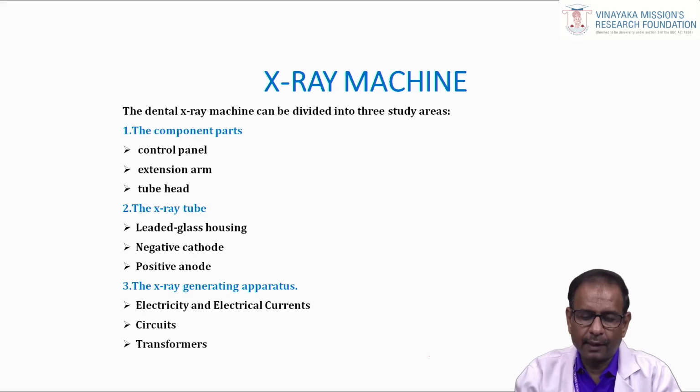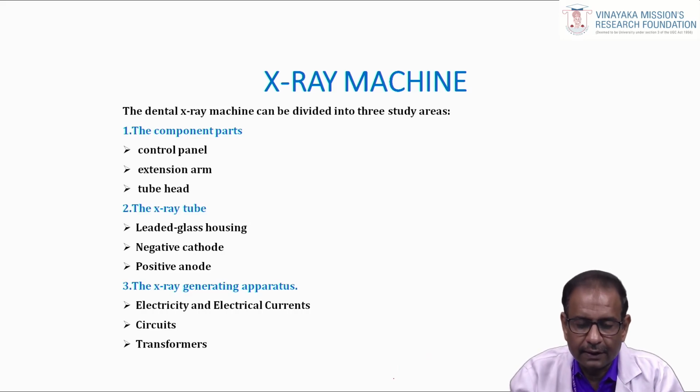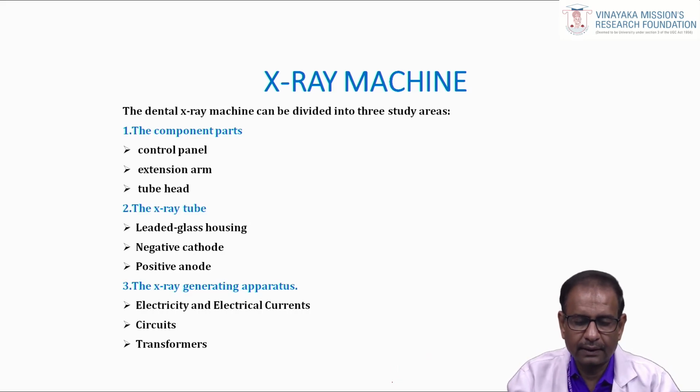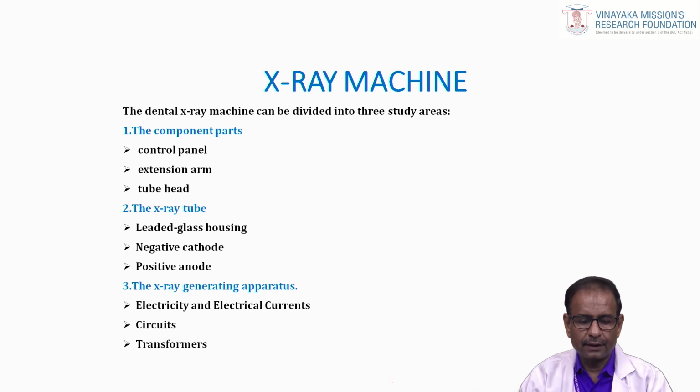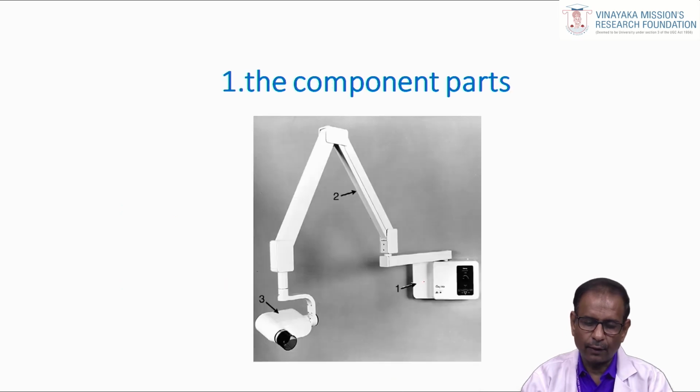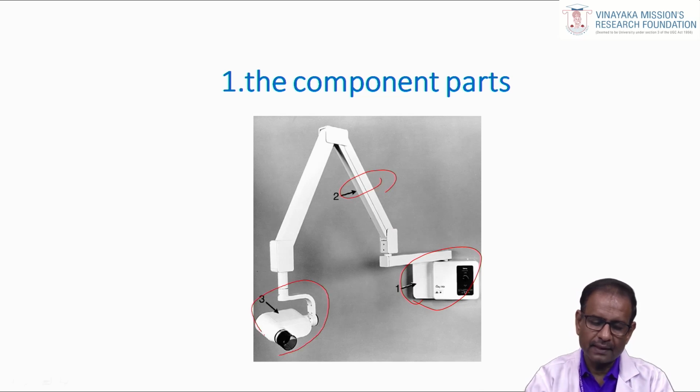Next, there is the X-ray machine, the parts of the dental X-ray machine. The dental X-ray machine can be divided into three study areas. First one is the component parts. Second one is the X-ray tube. Third one is the X-ray generating apparatus. These are the three study areas. Going one by one, first is the component parts. The first one is the control panel. Second one is the extension arm, and the third one is the tube head. Tube head is the main part.